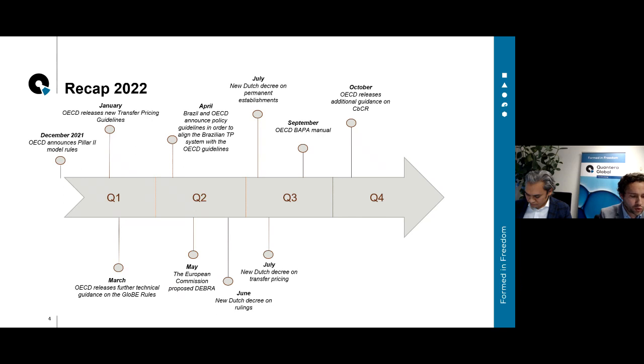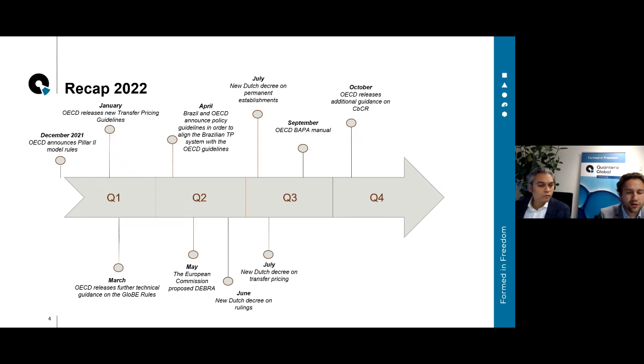There were also the GloBE rules, so Pillar 2, which basically entails the minimum tax of 15% for multinationals with revenues above 750 million euros. Quite a lot was published on this in 2021 as well, but in 2022 there was also some attention for this topic, and in 2023 it will be even more important for companies to consider.